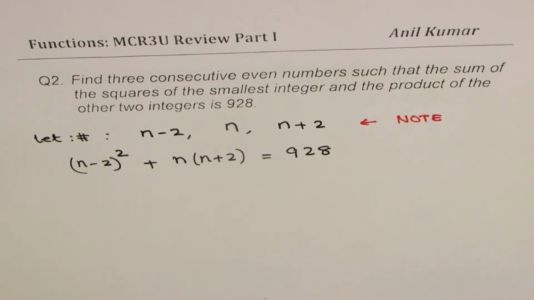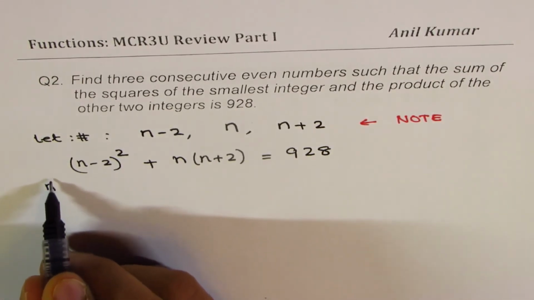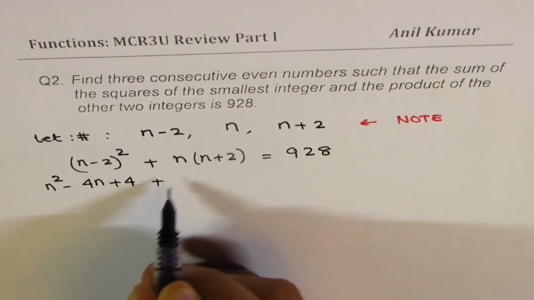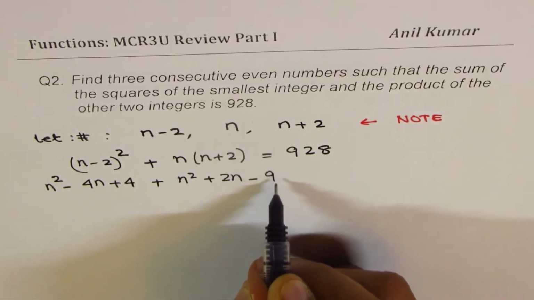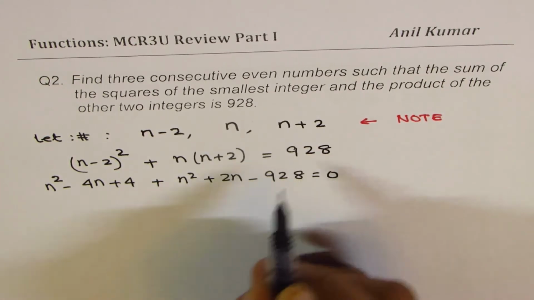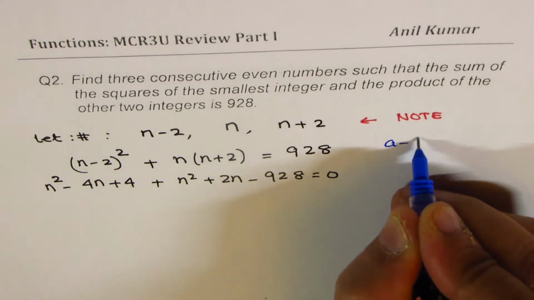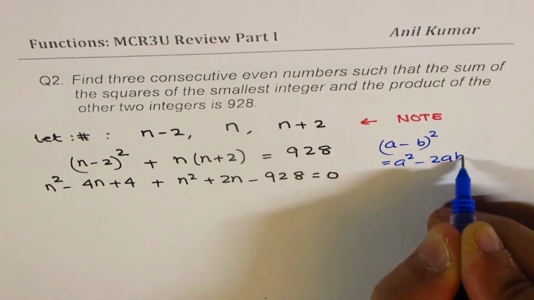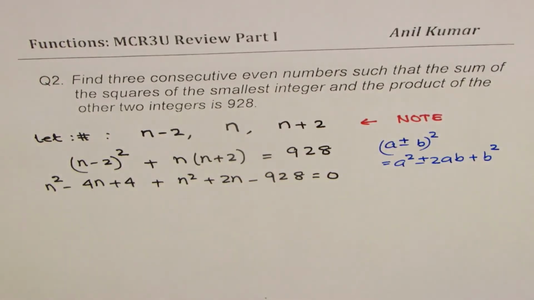This is the most critical part of the question. Now, let us expand and simplify. N minus 2 whole square can be written as n square minus 4n plus 4. Let's expand this. We get n square plus 2n. Bring 928 to the left side. Minus 928 equals 0. So as you can see, we have applied the formula a minus b whole square equals a square minus 2ab plus b square, correct? If this was positive, this is positive, correct?